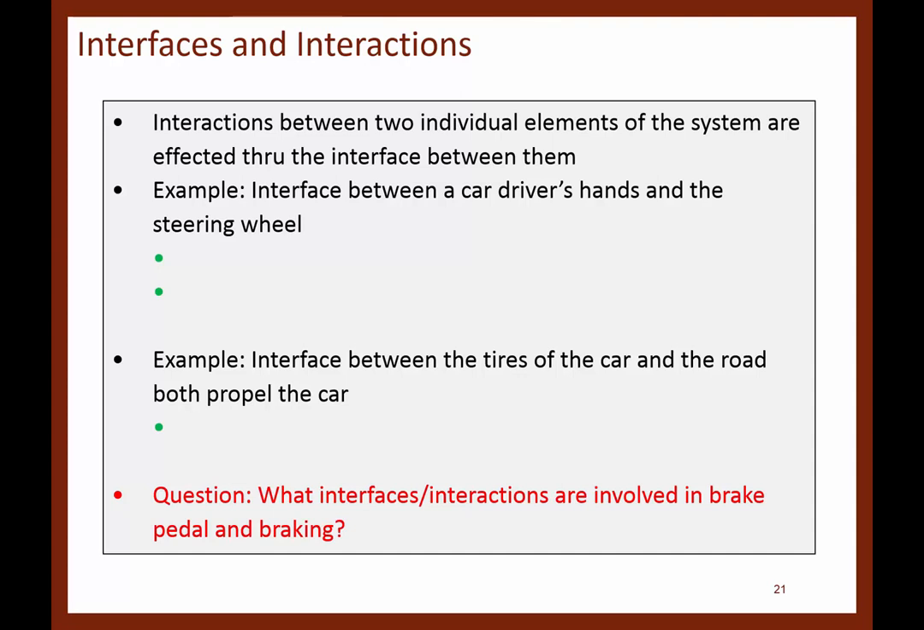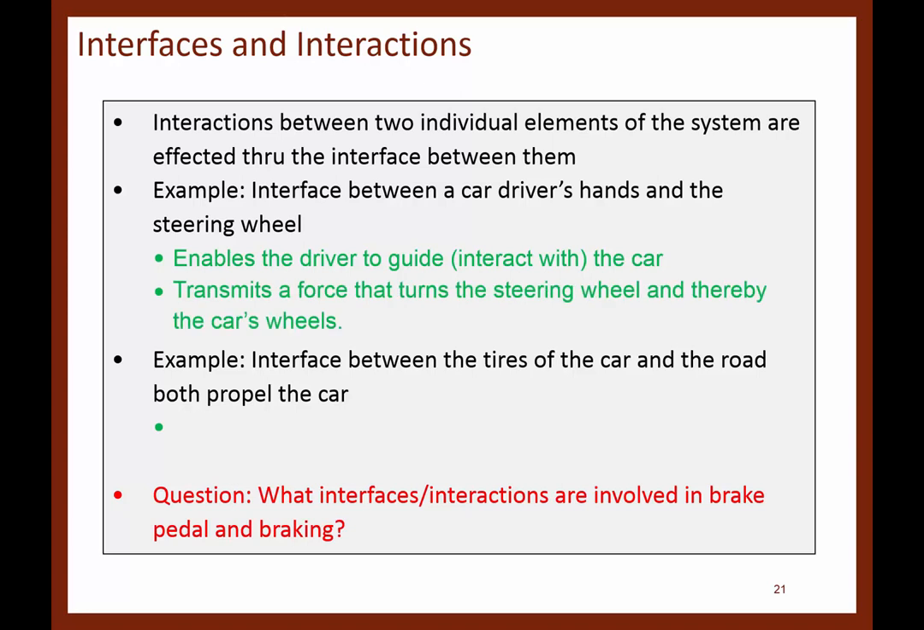Example: the interface between a car driver's hands and the steering wheel enables the driver to guide the car, and also transmits a force that turns the steering wheel and thereby the car's wheels. So there are some interactions happening between the driver and the car, but there's an interface that makes that happen. In this case, the steering wheel.